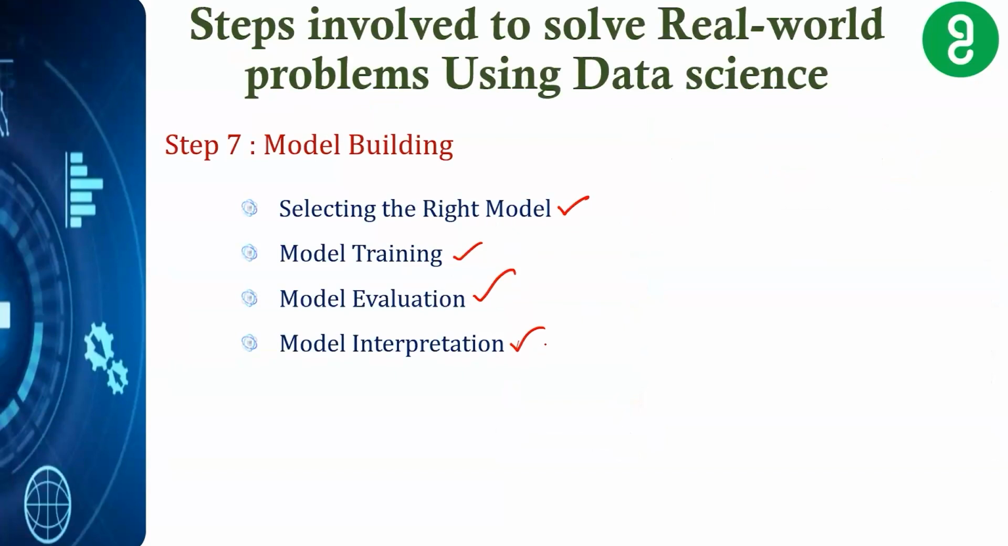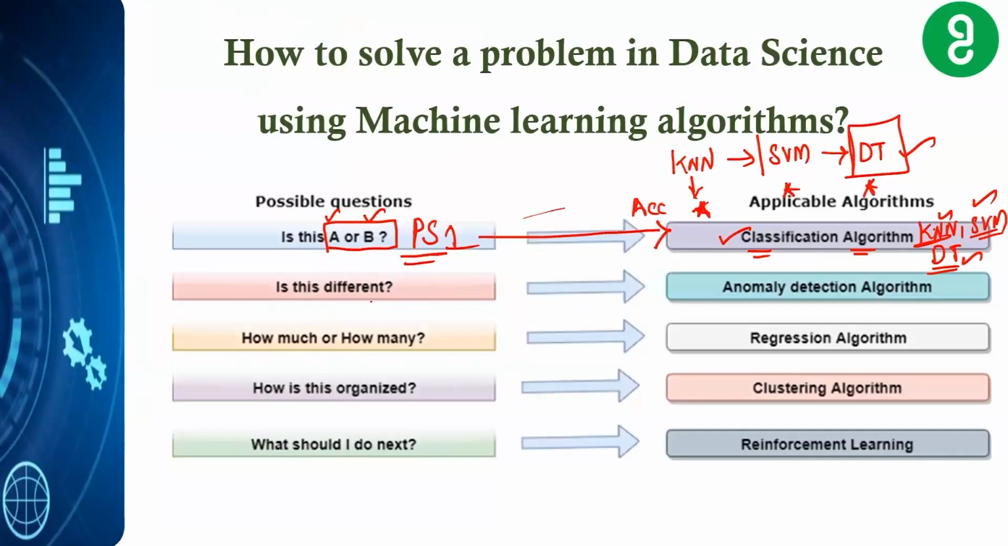Okay, is this different? For this kind of question, I can state it's an anomaly detection algorithm, right? You have to use again some kind of classification related algorithm. Okay, it's an anomaly detection algorithm. And then how much or how many? What would be the house price?